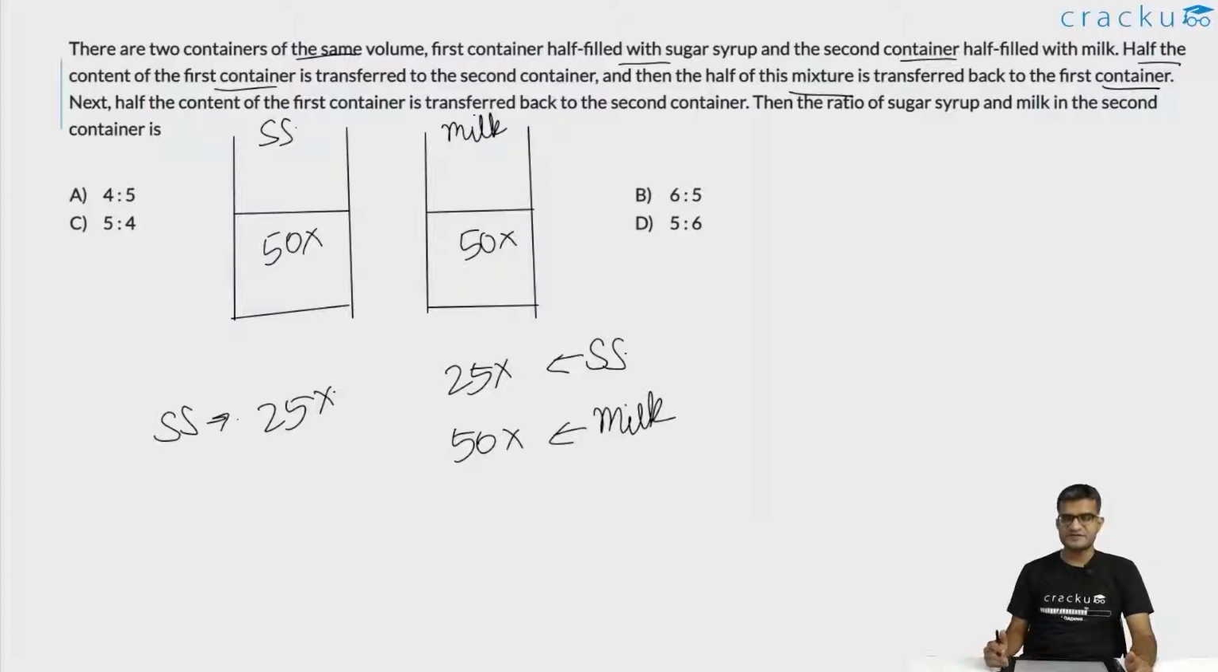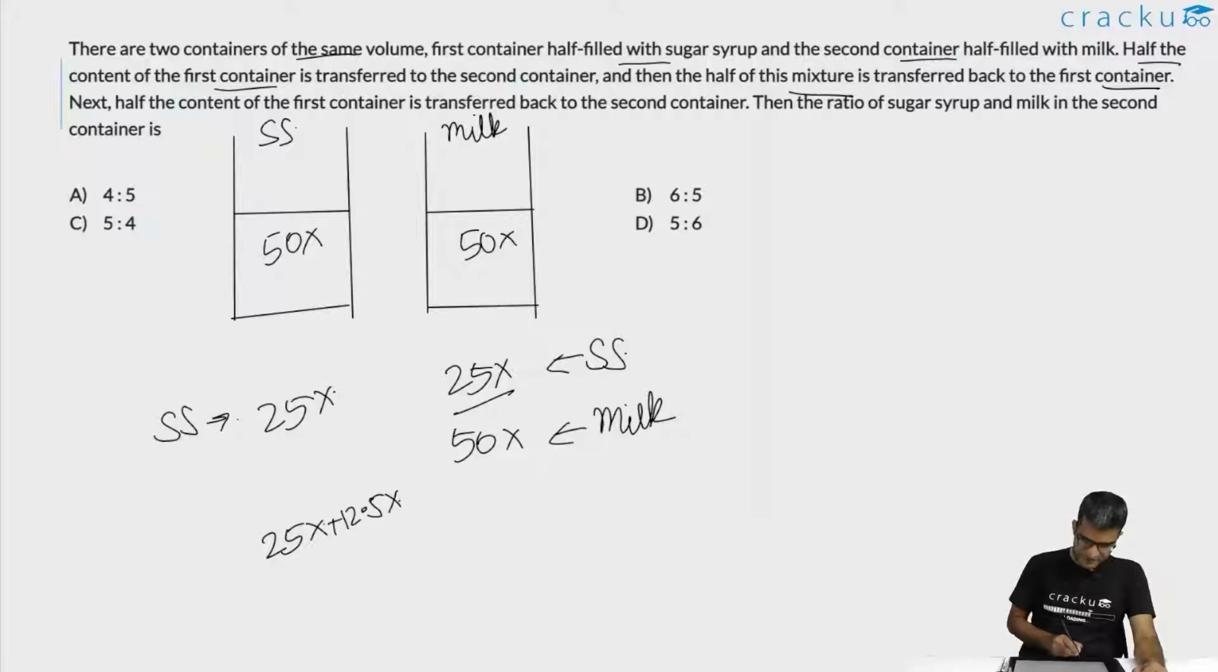If half of this mixture is transferred back, half of the sugar syrup is transferred back and half of the milk is transferred back. So we'll have 25x, which is initially the sugar syrup in the first container, plus half of 25x comes back, so plus 12.5x, and we have half of 50x milk which comes back, so this will be 25x. So the sugar syrup in the first container will be 25x plus 12.5x, which is 37.5x.